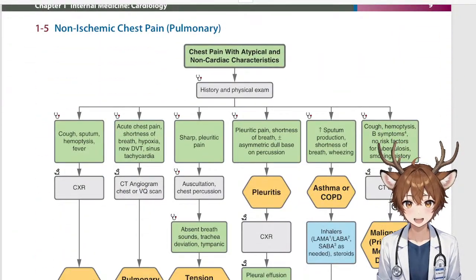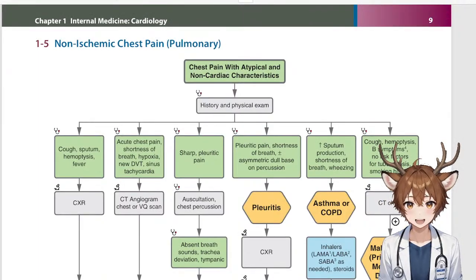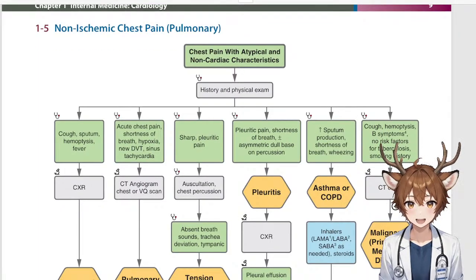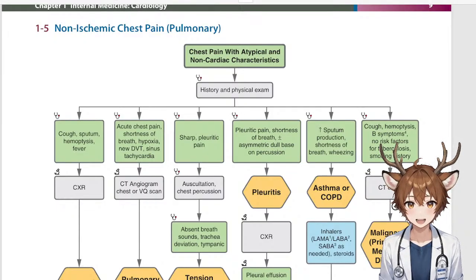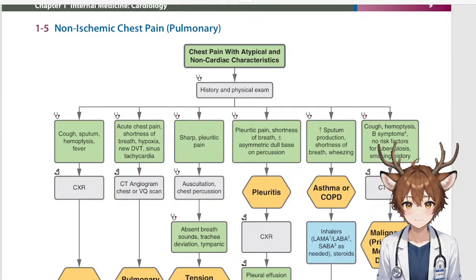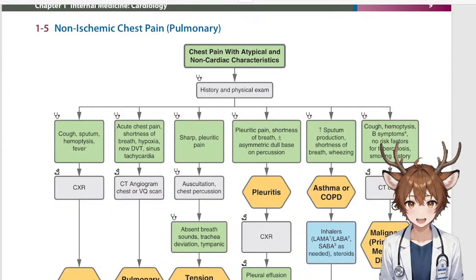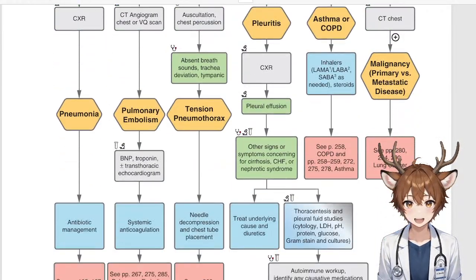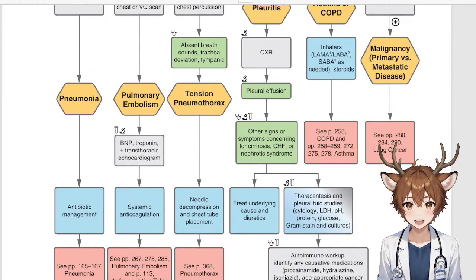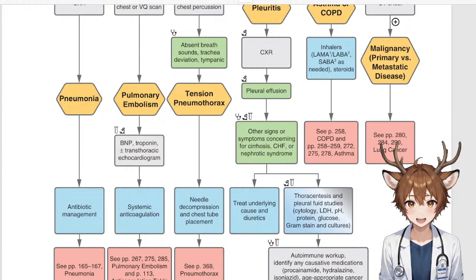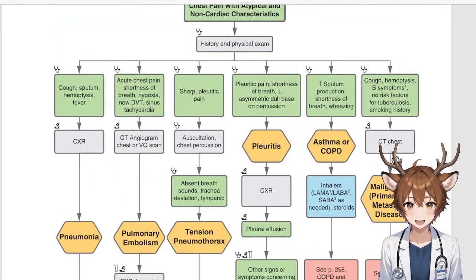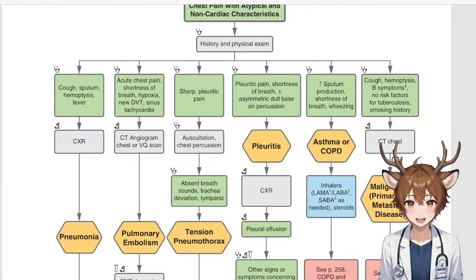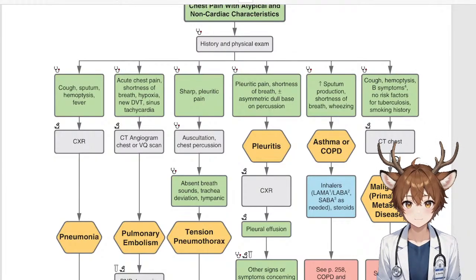Non-ischemic chest pain, pulmonary. We're on page 9 right now. Chest pain with atypical and non-cardiac characteristics. History and physical exam. Let's say we see cough, sputum, hemoptysis, fever. Do a chest x-ray. What do we think? Pneumonia. If we think it's pneumonia, go for antibiotic management, which is not specific, but see pages 165 or 167 for pneumonia.